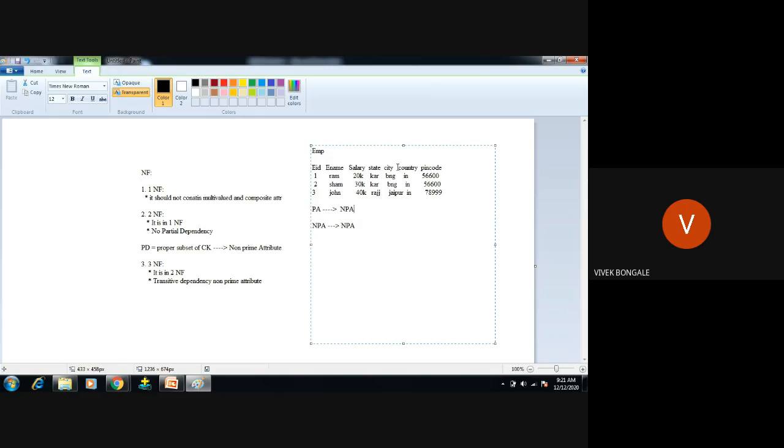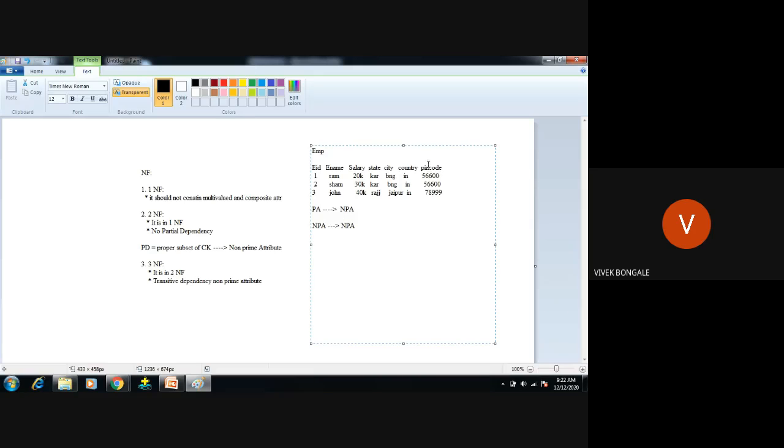If the table has a non-prime attribute showing the transitive dependency, then that type of violation we call a third normal form violation. Okay, non-prime attribute determines non-prime attribute, then this is invalid. Then what are we going to do? Same thing, we're going to decompose.